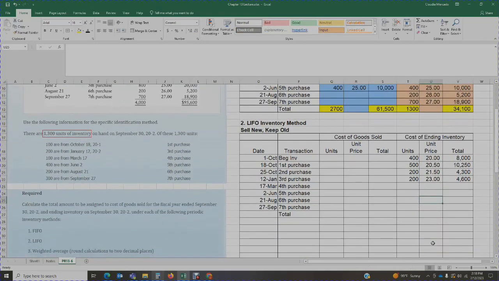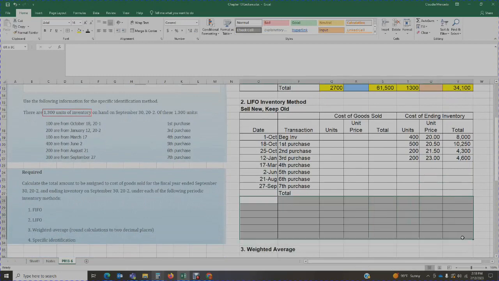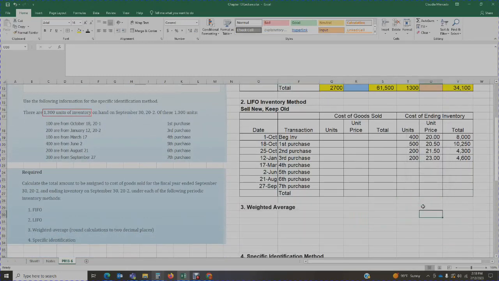So, according to my math, let me delete some of these cells. Delete, shift cells up. Okay. So now I'm going to get my total. I should have 1,300 units because that is what I have in my ending inventory, which is correct. Sorry about that. So, according to the problem, we have 1,300 units that we did not sell.